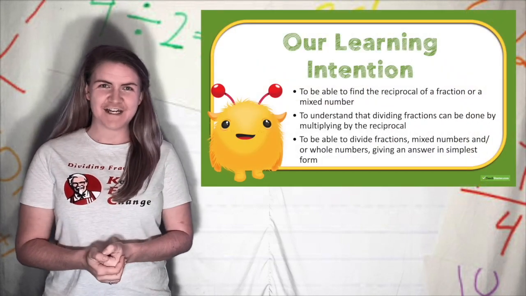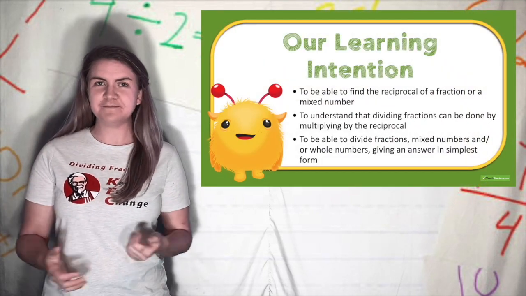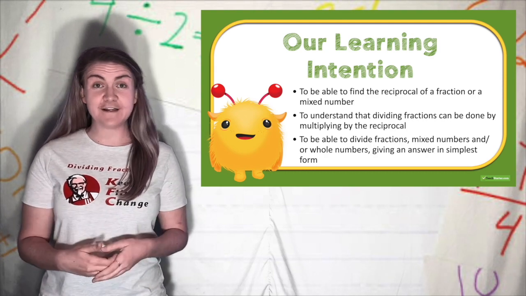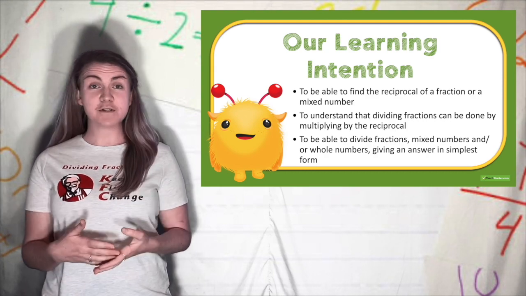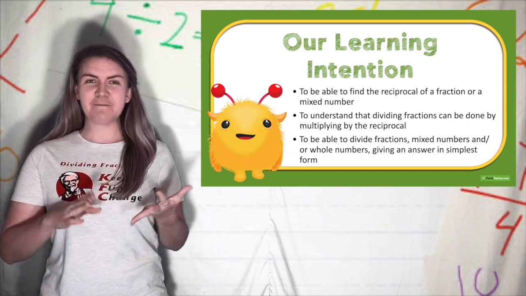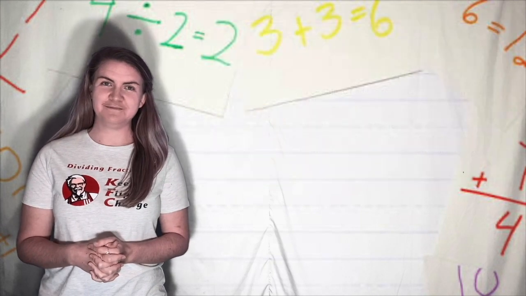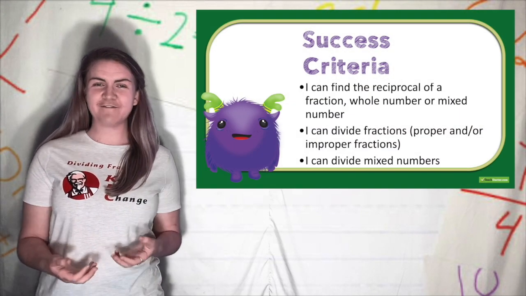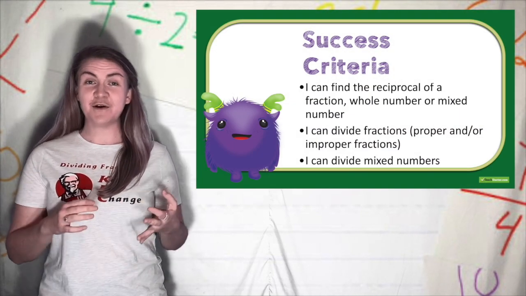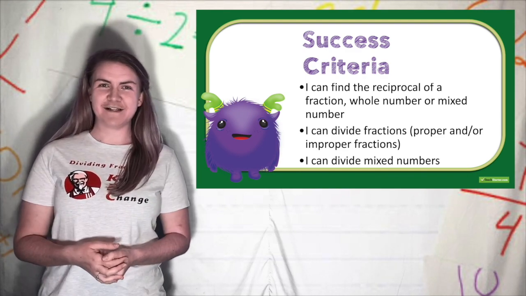Today, our learning intentions are to be able to find the reciprocal of a fraction or mixed number, to understand that dividing fractions can be done by multiplying by the reciprocal, and to be able to divide fractions, mixed numbers, and whole numbers, giving our answer in the simplest form. We will know we are successful when we can find the reciprocal of a fraction, whole number, or mixed number, and when we can divide fractions and mixed numbers.